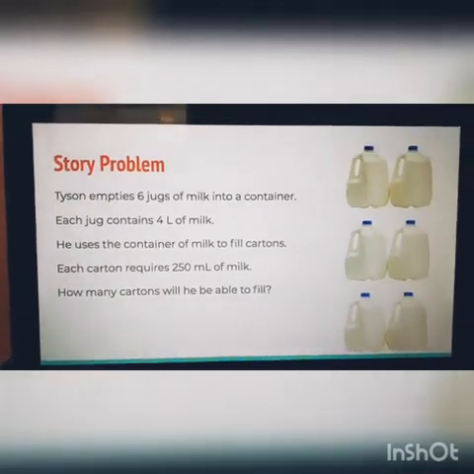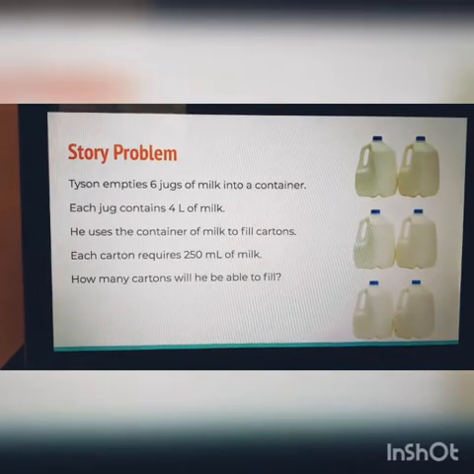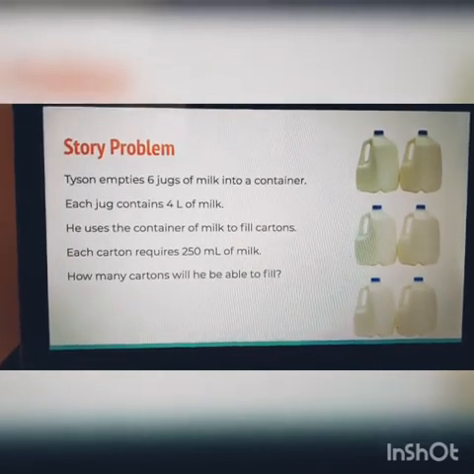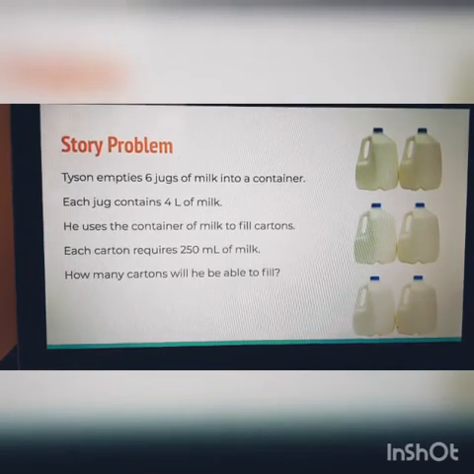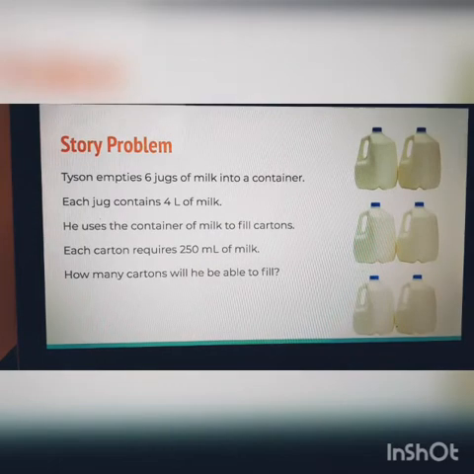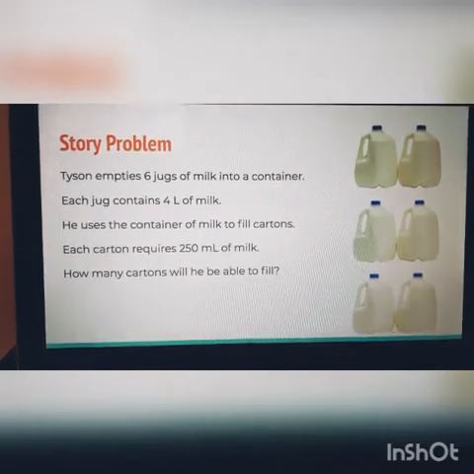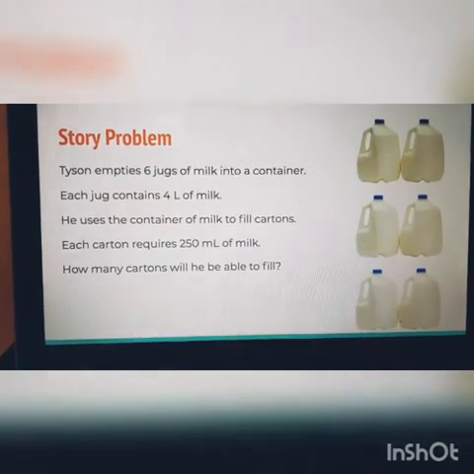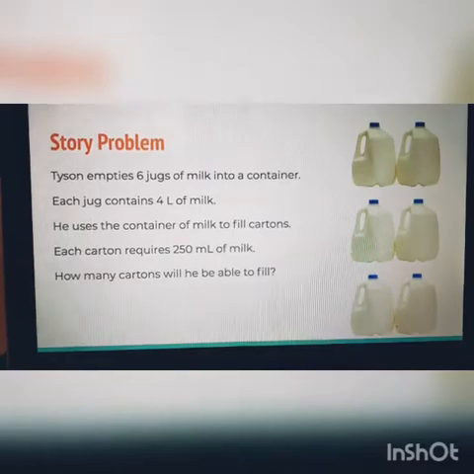So here's a story problem that we're aiming to solve. It says Tyson empties 6 jugs of milk into a container. Each jug contains 4 liters of milk. He uses the container of milk to fill cartons. Each carton requires 250 milliliters of milk. How many cartons will he be able to fill? So you can see that this story problem has a lot of different information, and it's going to take multiple steps to solve.